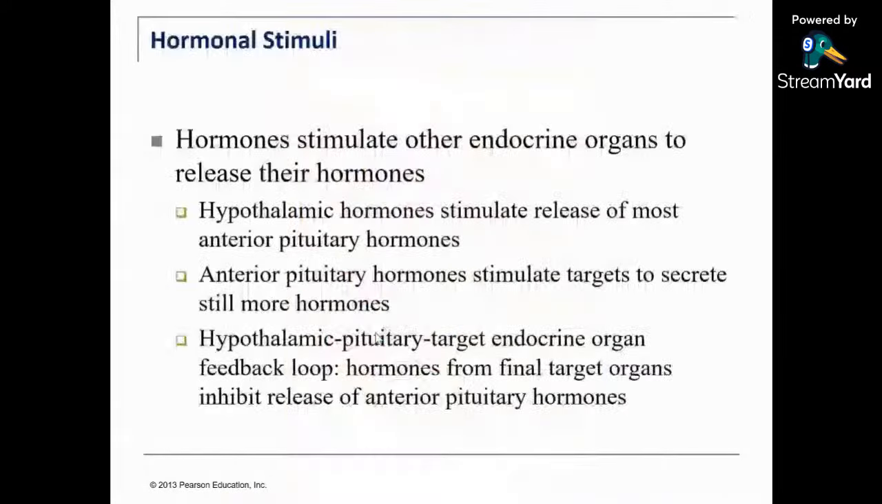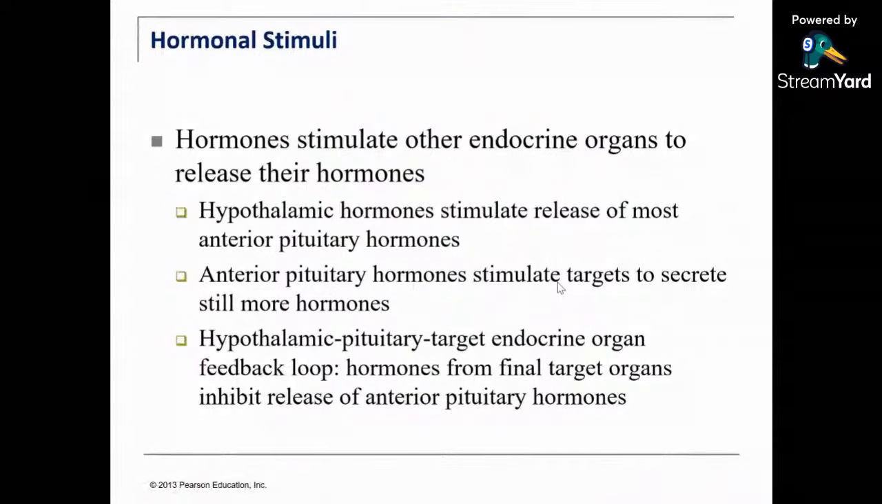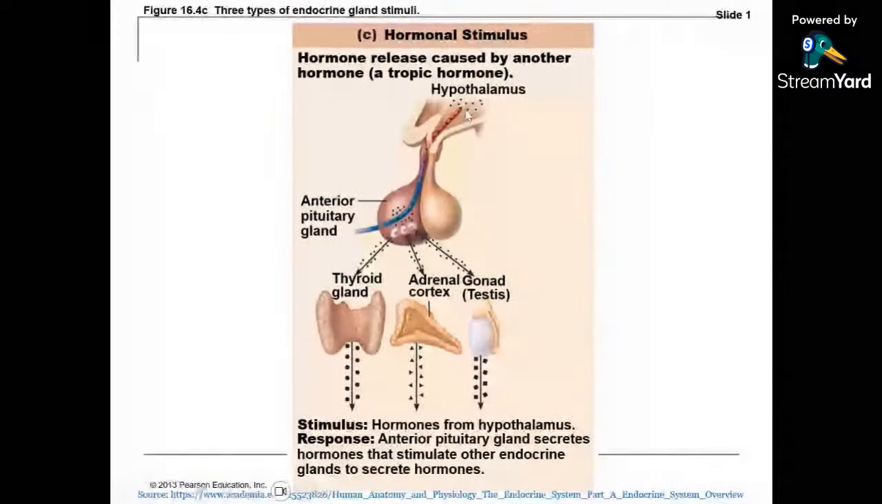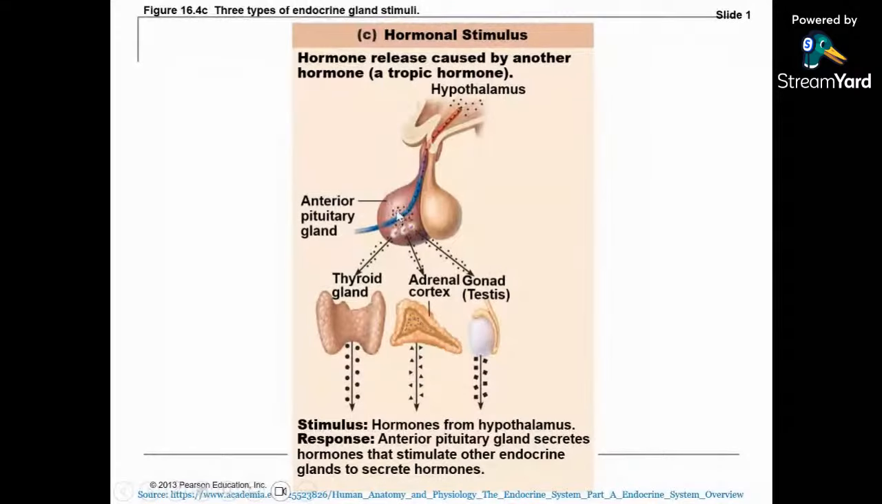Next, hormonal stimuli, where one hormone stimulates other endocrine glands to release their hormones. Hypothalamic hormones stimulate release of most anterior pituitary hormones. The anterior pituitary hormones stimulate targets to secrete still more hormones. Here, when the hypothalamus is activated, it secretes the releasing hormone, which works on the anterior pituitary gland. Then the anterior pituitary gland secretes stimulating hormone on the target organs, and these target organs release hormones, like the thyroid gland releasing thyroid hormone, the adrenal cortex releasing some hormones, and gonadal hormones released from the gonads.